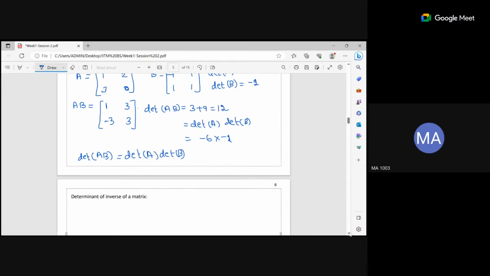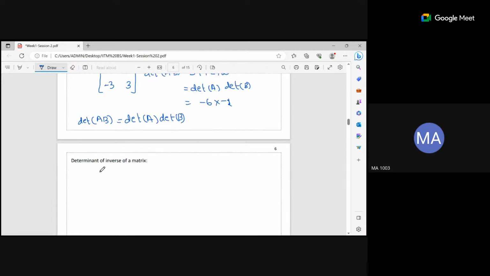So what is the inverse of a matrix? How do we define it? Any matrix which satisfies this condition is called the inverse of a matrix. This is the inverse of A. The procedure to find the inverse, we will see next week. So A A inverse equals A inverse A equals identity. This defines the inverse of a matrix.